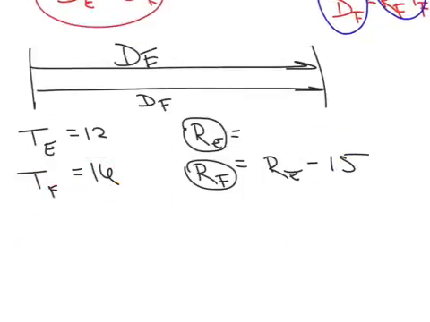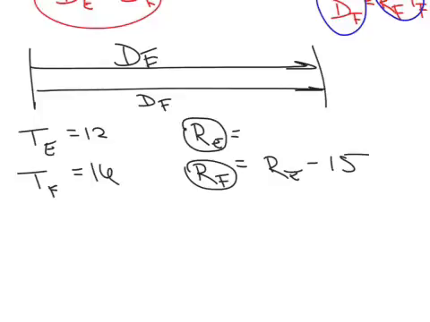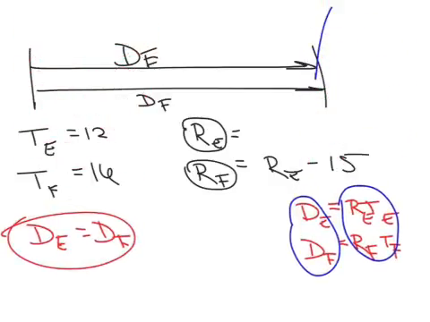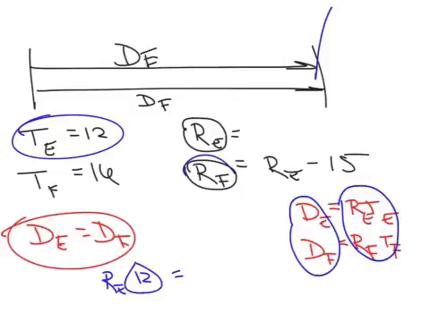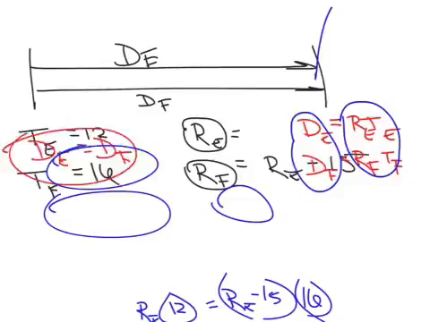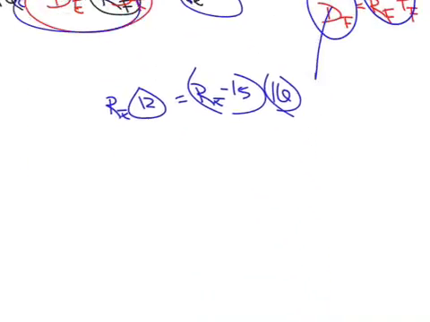So that means that we end up with, let's move that out of the way, the distance. Now let's move this back for right now. We're going to be interested in the RT of the express train, and we're going to say that equals RT of the freight train. So R of the express train is RE, we don't know. The time of the express train is 12. And that equals the rate of the freight train, which is RE minus 15, times the time of the freight train, which is 16. Alright, everything else we can get rid of because all we care about is this equation right here.